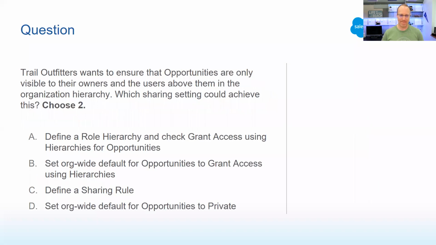Okay. Trail Outfitters wants to ensure that opportunities are only visible to their owners and the users above them in the organization hierarchy. Which sharing setting could achieve this? Choose 2.